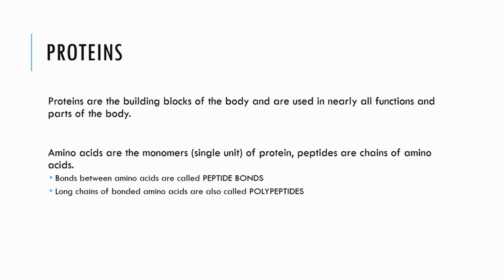You'll notice with the terminology, we're saying peptide a lot. If you see peptide, you should immediately think something to do with proteins or amino acids. So amino acids are linked together with peptide bonds, and when we form long chains of these amino acids that have been bonded together, we call that a polypeptide. Poly meaning many, and peptide, amino acids.